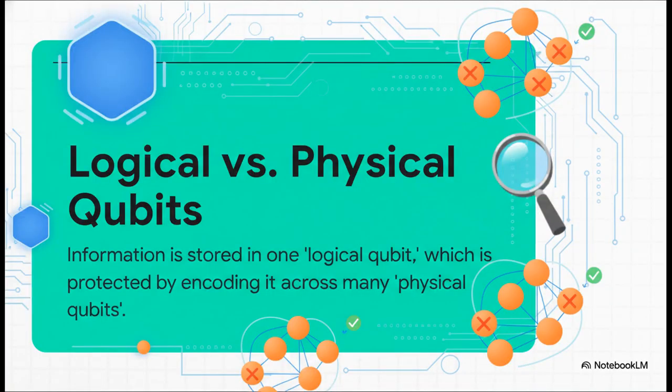We create a single, super robust, logical qubit by encoding its information across a whole team of less reliable physical qubits. That way, if one of those physical qubits messes up, the rest of the team holds enough information to see the error, figure out what it was, and fix it. The logical information stays safe.